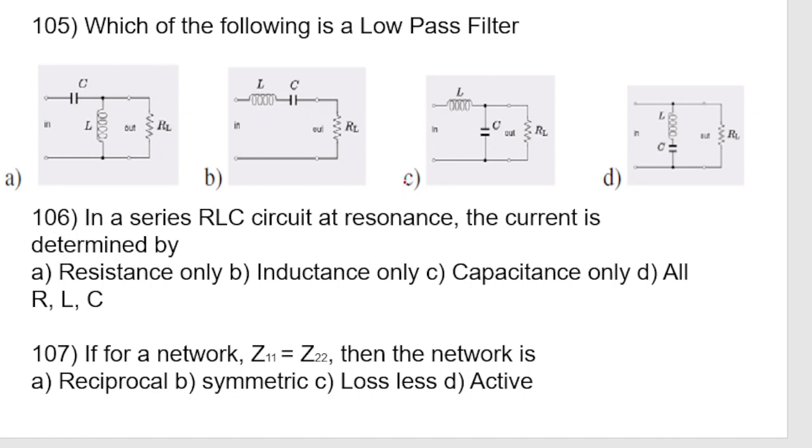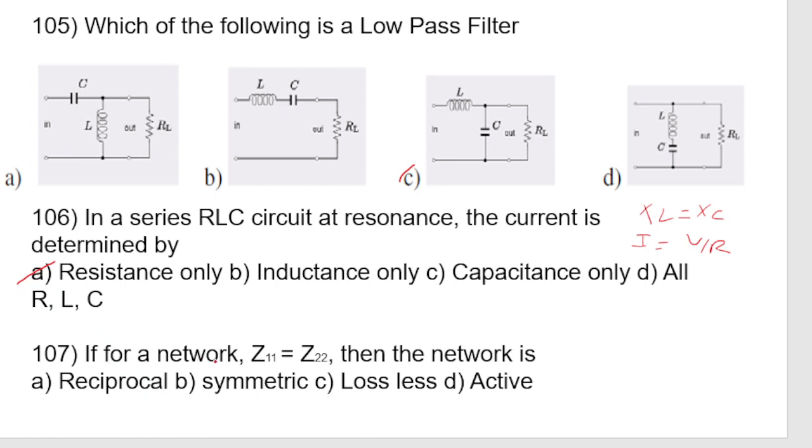Okay, so basically option C is low pass filter. And in a series RLC circuit at resonance, the current is determined by resistance only, inductance only, capacitance only, or all RLC. So it is asking about current at resonance. XL equals XC. Current is V by R only.